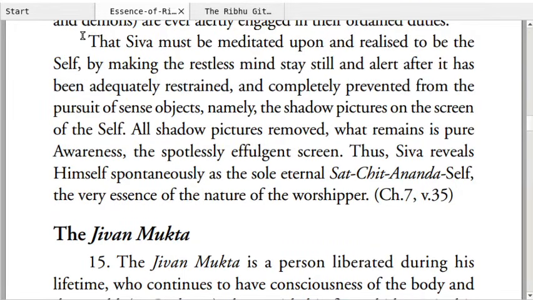So he is saying that Shiva must be meditated upon and realized to be the self by making the restless mind stay still and alert after it has been adequately restrained and completely prevented from the pursuit of sense objects, namely the shadow pictures on the screen of the self. All shadow pictures removed, what remains is pure awareness, the spotlessly effulgent screen. Thus, Shiva reveals himself spontaneously as the soul, eternal Satchitananda himself, the very essence of the nature of the worshipper.